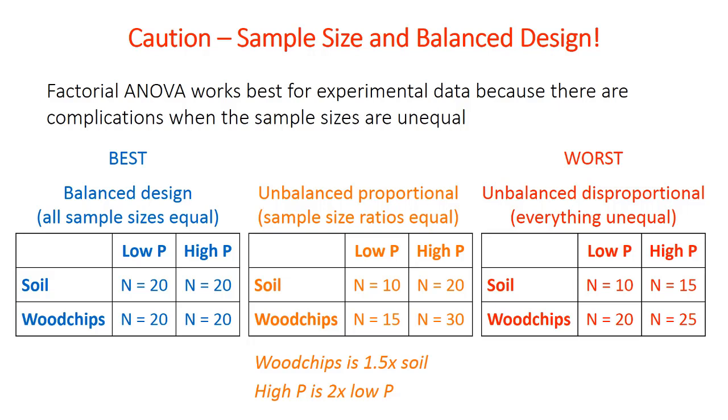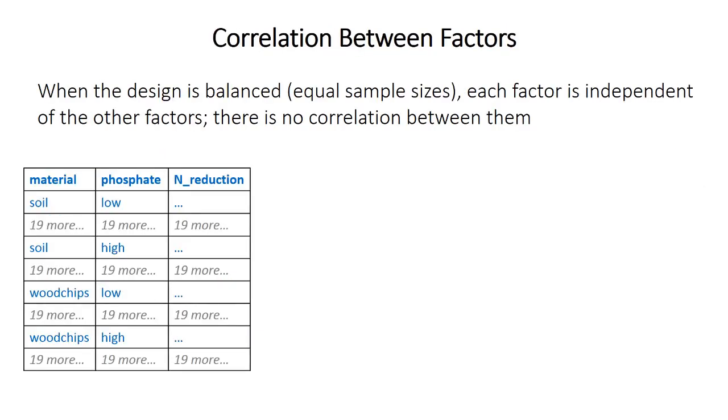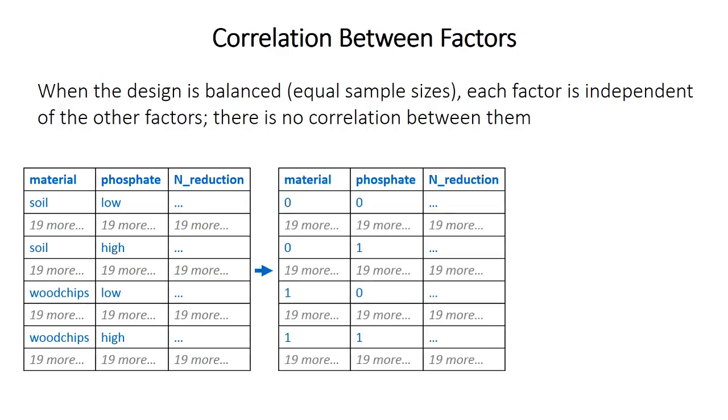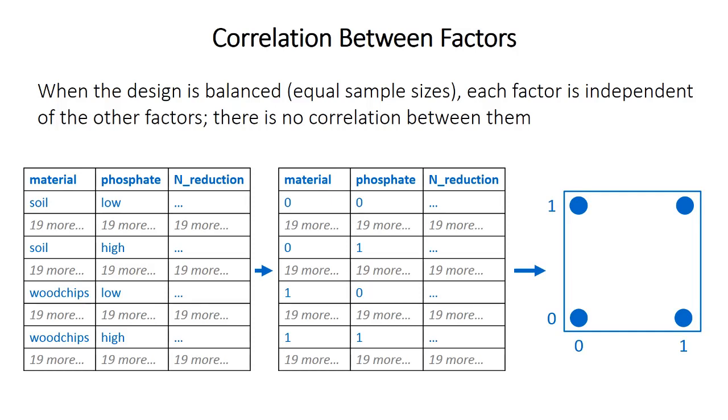But why are unbalanced designs problematic? Well, when the design is balanced, that means that each factor is independent of the other factors. There's no correlation between them. But you might be wondering, what do we mean by correlation? The factor levels are words, like soil or wood chips, or low or high. Well, imagine we convert them to numbers. So we give soil a 0, we give wood chips a 1, 0 for low phosphate, 1 for high phosphate, and so forth. We can then plot the data, and you can see that there are 20 0-0s, 20 0-1s, 20 1-0s, 20 1-1s. There's no correlation. All four have 20 data points in them.